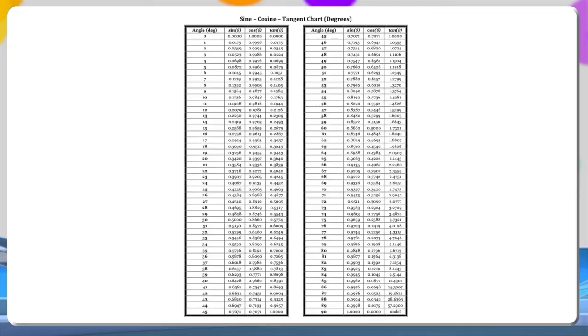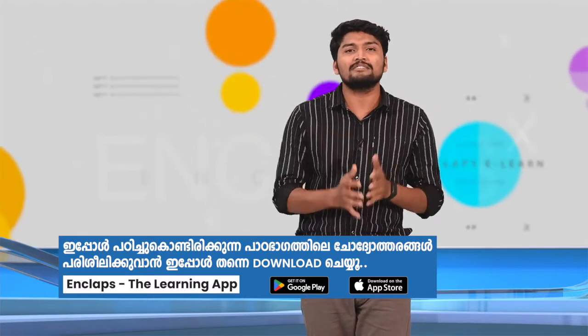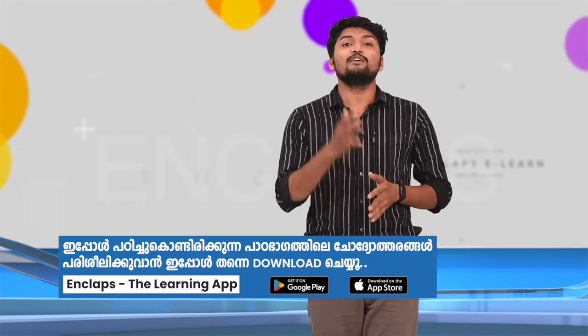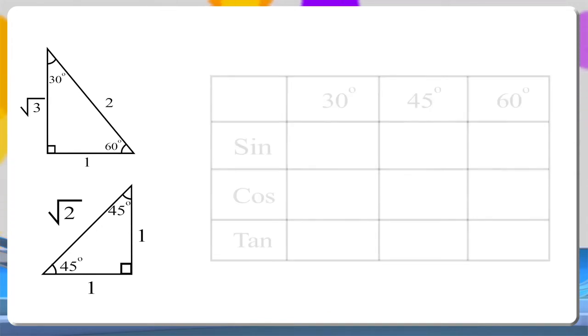Moving on, sin, cos and tan of angles have specific values as shown in this table. Memorizing all these values is a difficult task. So, we should study some important values. We need to study sin, cos and tan values of 30, 45 and 60-degree angles. To make this easier, we can understand this with the help of two right triangles and we will post these values on this table.